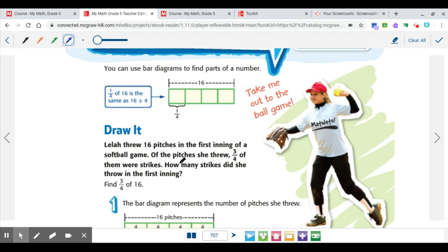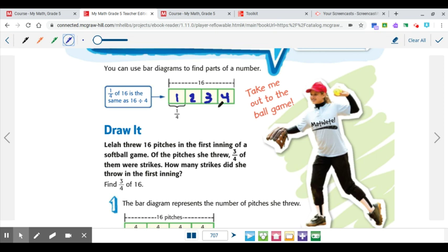So of the pitches she threw, 3/4 of them were strikes. How many strikes did she throw in the first inning? So we are finding 3/4 of 16. So again, here's that 16. It's represented by this line right here. And then because we're dealing in fourths, we know that that 16 needs to be broken up into 4 pieces because 4 is our denominator. So there's going to be 4 pieces. So here's 1/4, 2/4, 3/4, and 4/4.